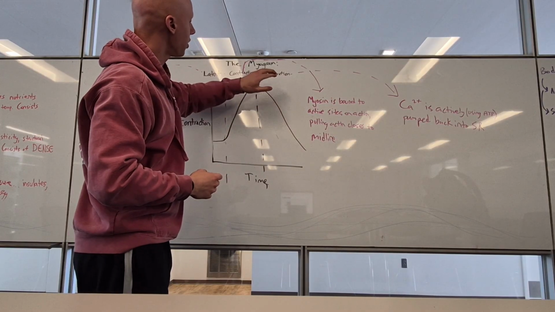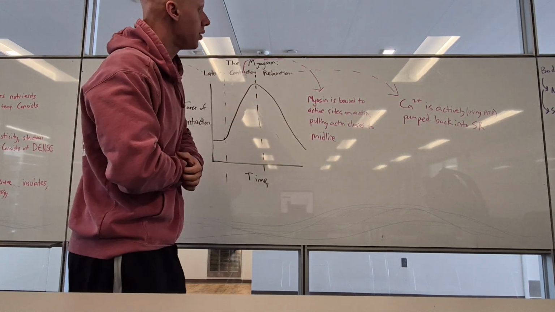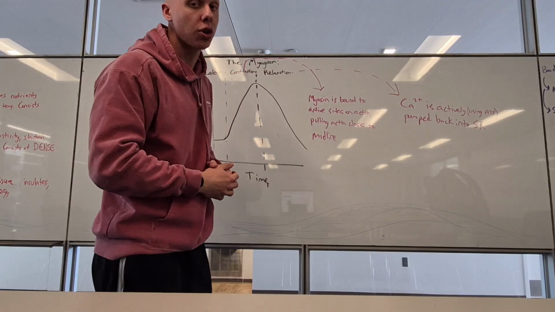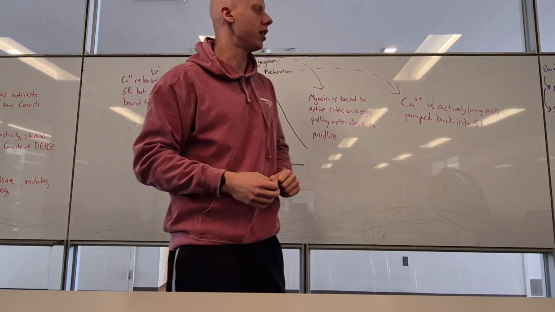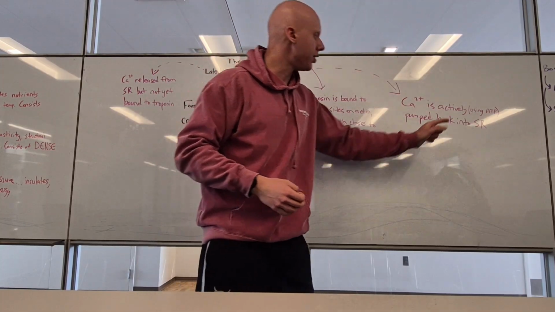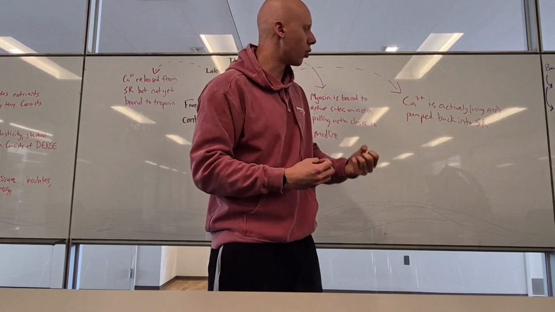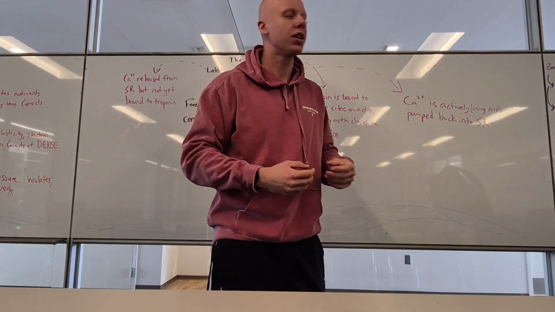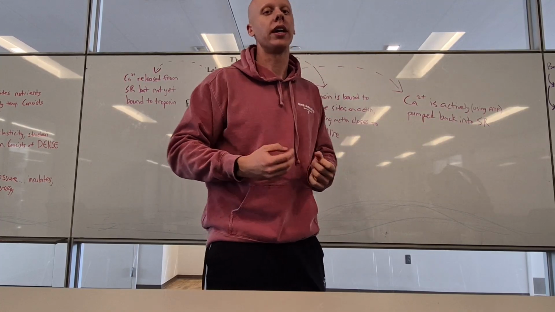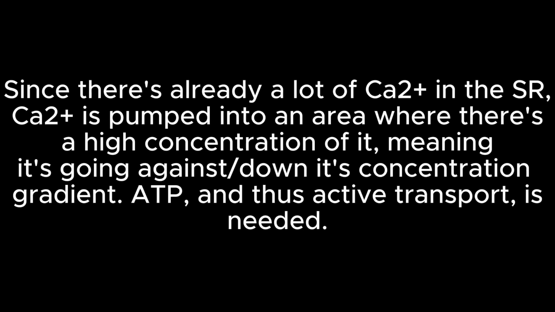And then we get to the relaxation period, where we obviously decrease our contraction tension because the calcium is coming off of troponin and it's being actively pumped back into the sarcoplasmic reticulum. It's active transport using ATP, just like our sodium potassium pumps, because in the SR, there's already a high concentration of calcium, and it needs to be pumped actively because the calcium is going against its concentration gradient to get pumped back into the SR.